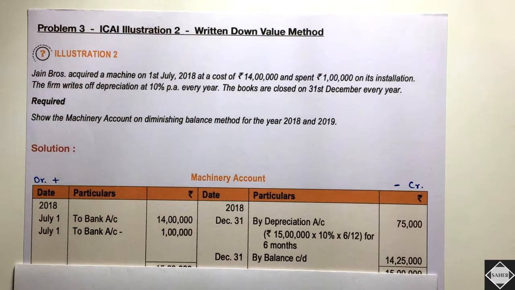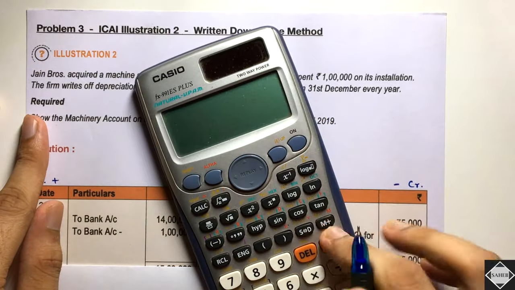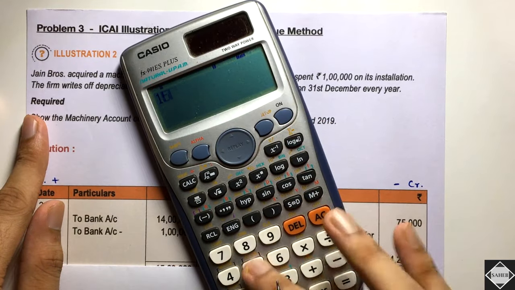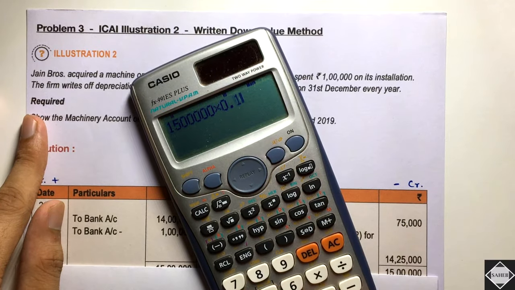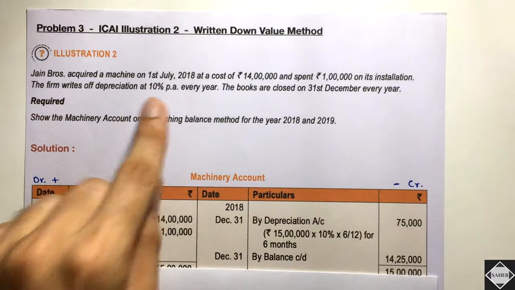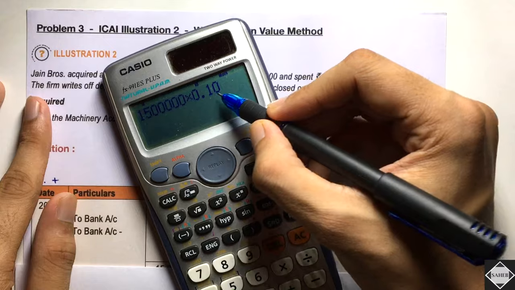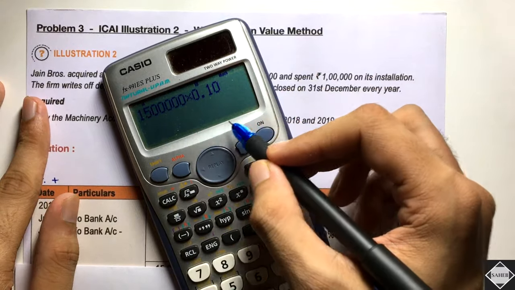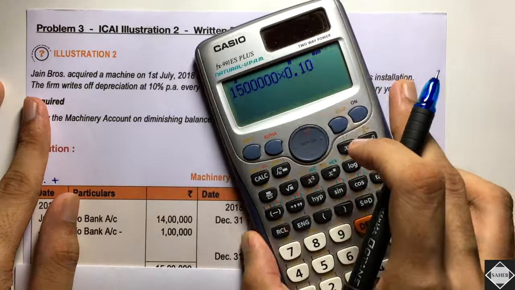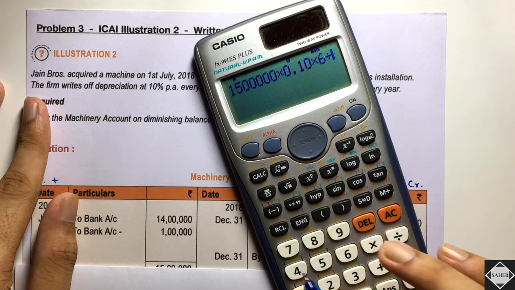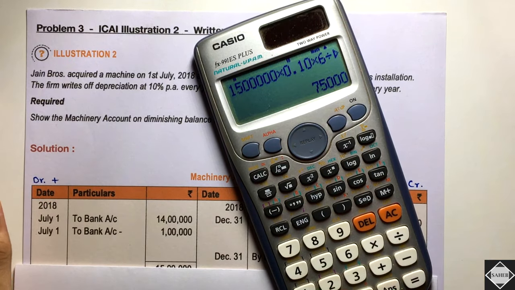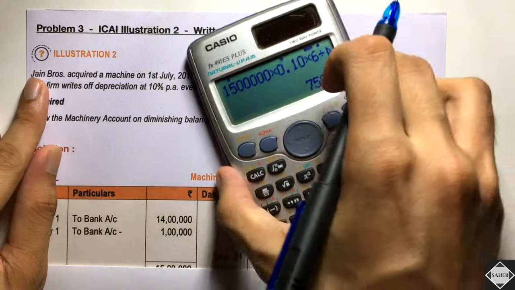Okay, so how will the calculation be? Calculation will be really simple. Take the cost of the asset, that is 15 lakh, into what is the rate? 10%. See, 10% is the rate. Now, this is the annual rate. If you just calculate now, you will get annual depreciation. You have to proportionate it into 6 divided by 12. That will give you 75,000. So, 75,000 is the depreciation under WDV method.